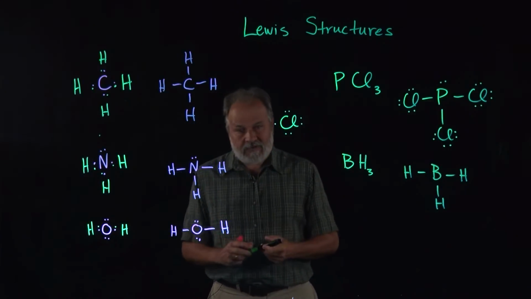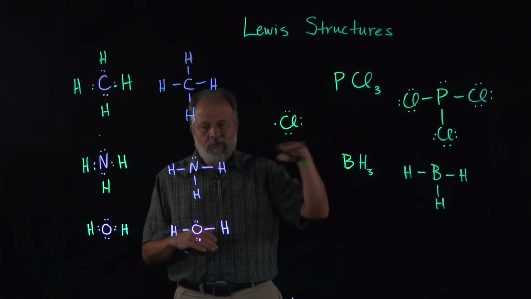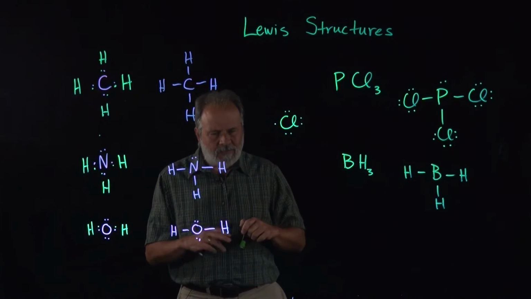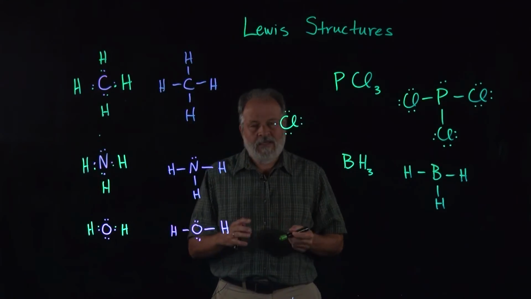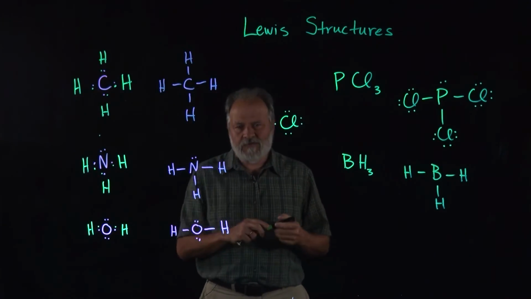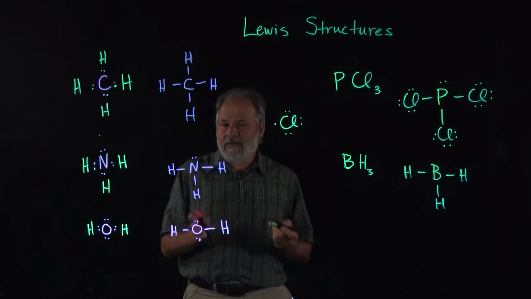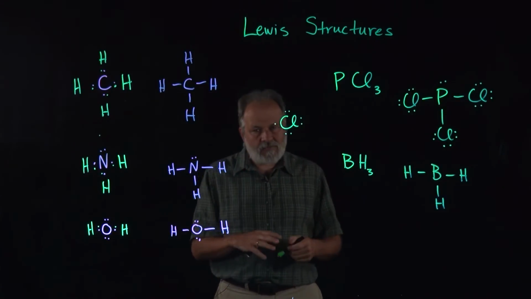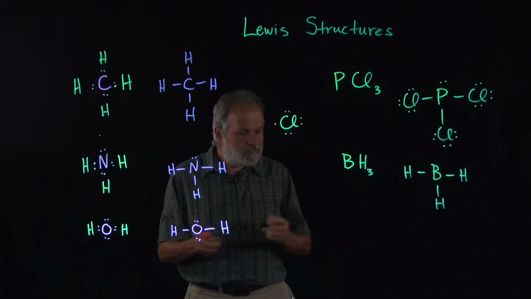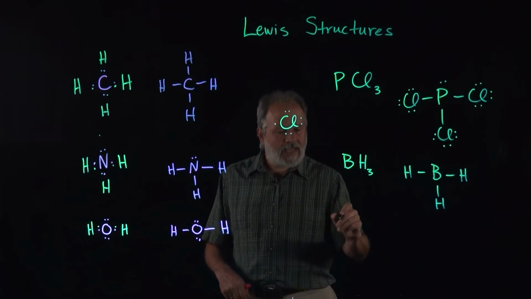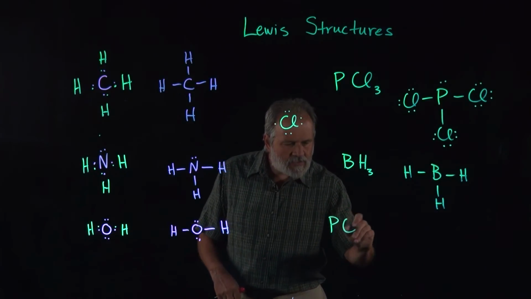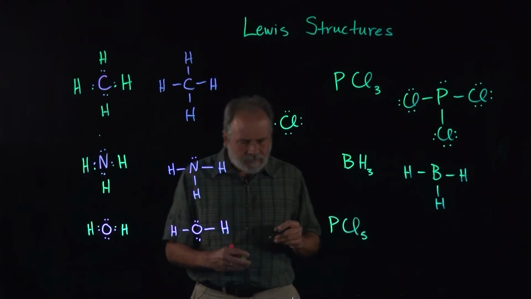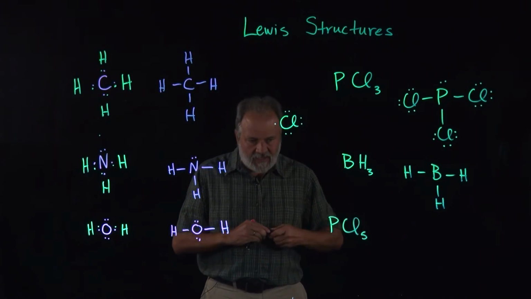Sometimes you have too many electrons. All right, so if you go below row 2 in the periodic table to period 3 and so on, to elements like phosphorus and sulfur, you can have more than 8 electrons. That is to say, you can have more than 4 bonds to them. So let's look at phosphorus pentachloride. This is a compound that does form.